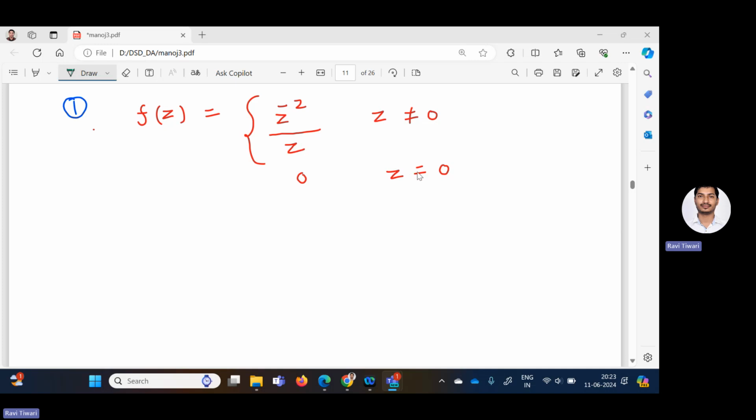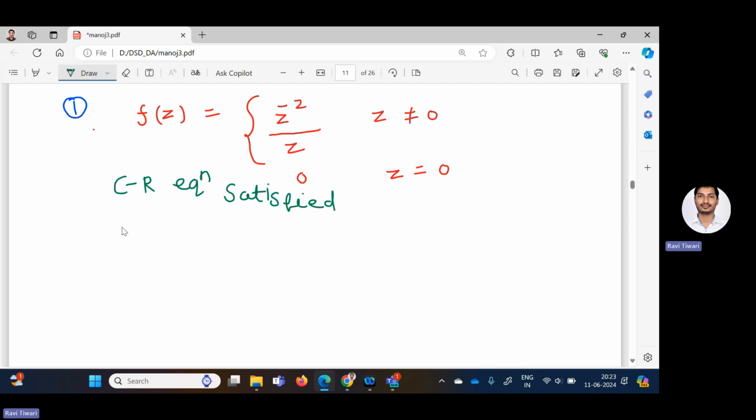Here z equal to 0 is given as 0. So in this question, we have to prove that the C-R equation is satisfied. C-R equation means Cauchy-Riemann equation. Cauchy-Riemann equations are satisfied, but the function is not differentiable. So this we have to prove in this problem: C-R equations are satisfied at z equal to 0, but the function is not differentiable.